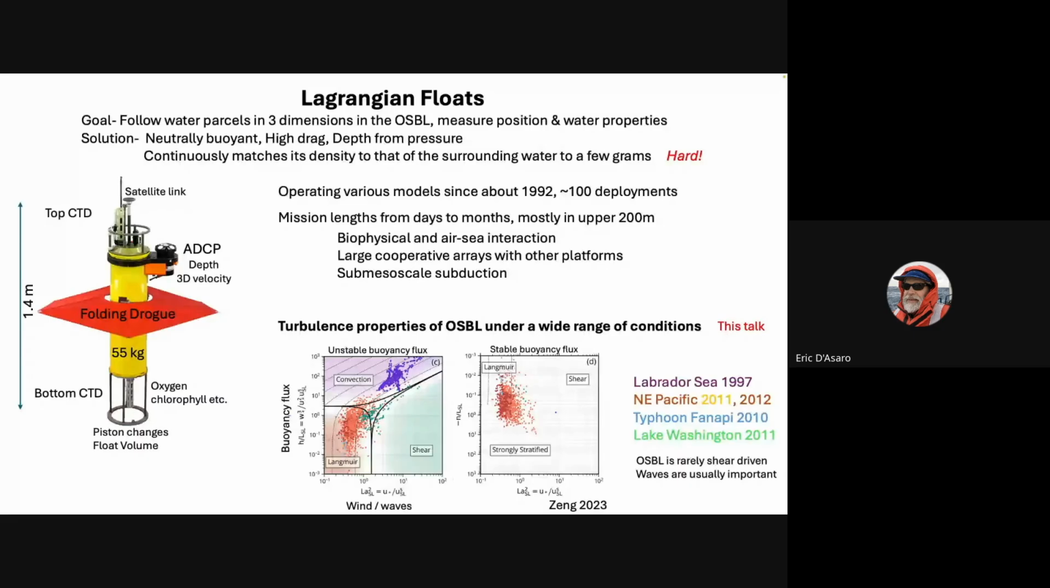boundary conditions. This is a regime diagram from a student of ours that graduated recently, where this is convection over here, surface cooling. This is shear driven. This is wave driven, and with unstable buoyancy fluxes or with stable buoyancy fluxes. So we have a big ensemble of data that we're now mining of all sorts of different conditions. And this is where the ocean lives. Sometimes in convection, sometimes in wave driven, very rarely in shear driven.